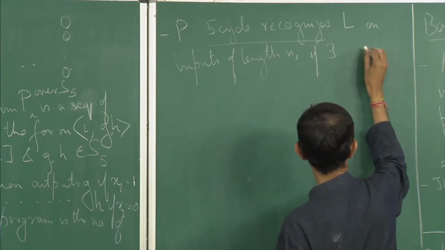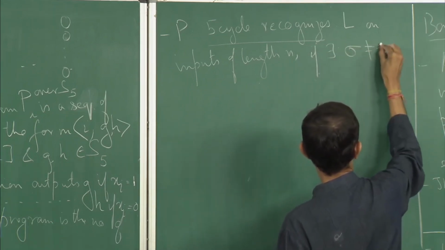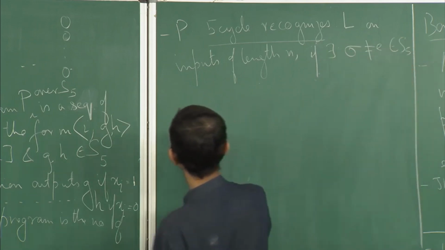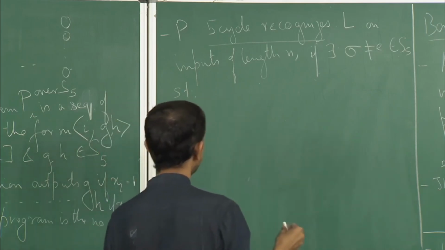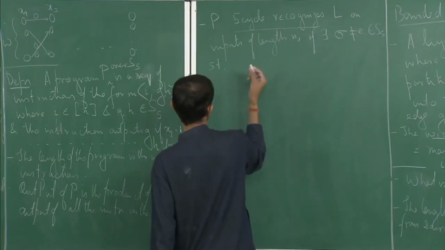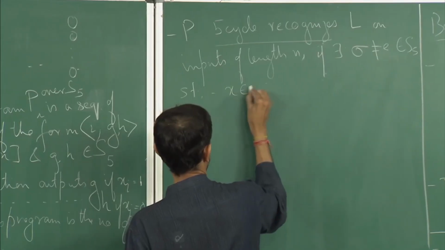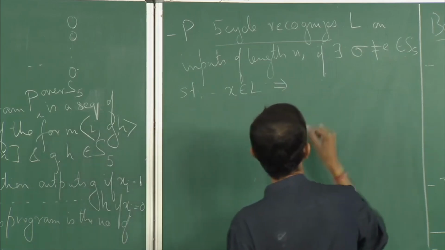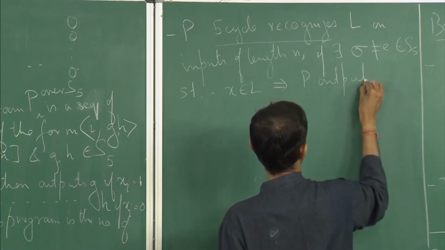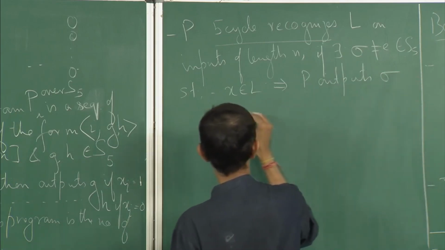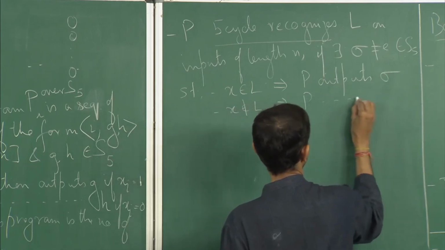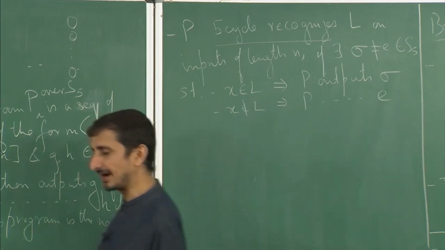there is a permutation sigma not equal to identity in S5 such that, okay, for x belonging to L, P outputs sigma, and for x not in L, P outputs the identity. So E is the identity permutation.